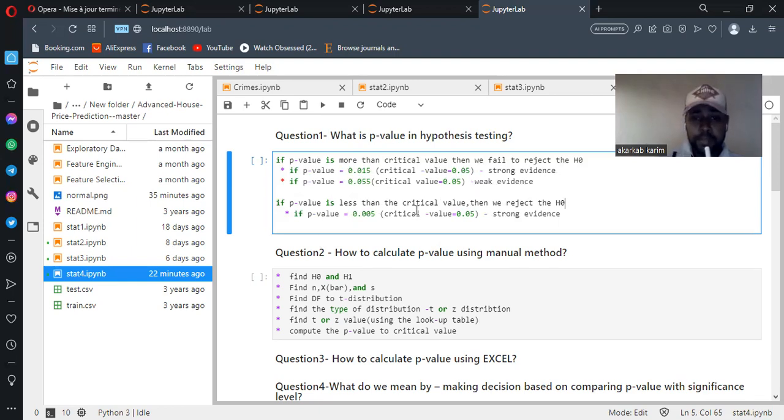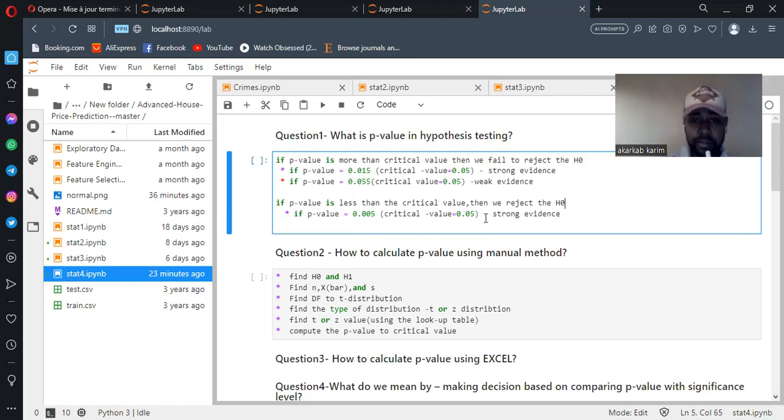Okay. Here, if we look at the second part of the answer to this question, we have: if p-value is less than the critical value, then we reject h0. I mean, if the critical value is more than the probability found, I mean the p-value, at this time we need to reject h0 and accept the alternate hypothesis. Well, if we look at this example we have here, if p-value is equal to 0.005 and the critical value is 0.05, it's strong evidence. I mean, we need to reject our null hypothesis h0.